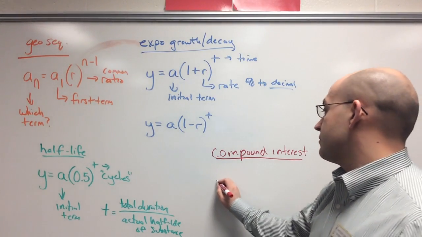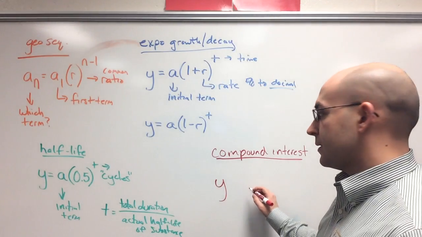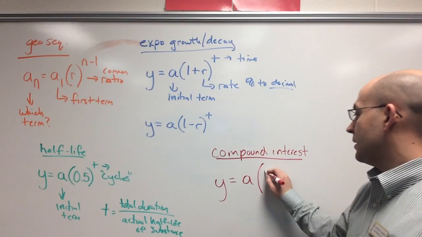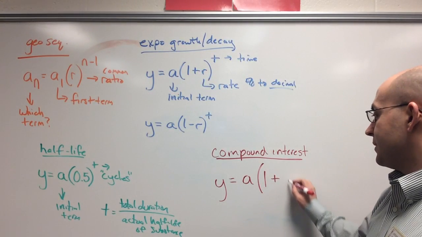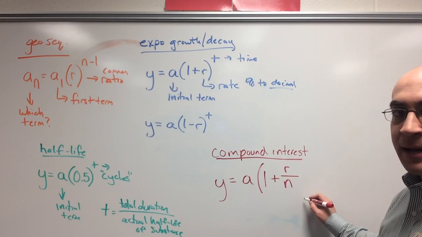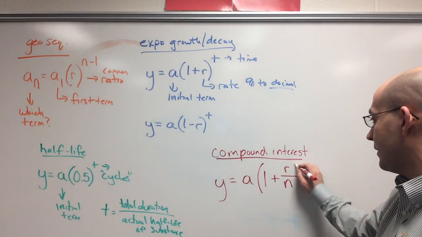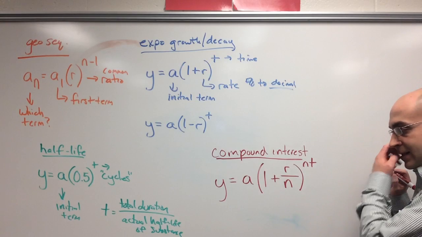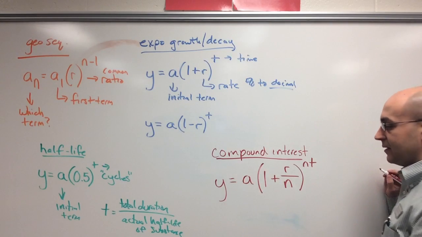Compound interest. It's the print formula, right? So y equals the initial term times the quantity of 1 plus the rate in the numerator and the number of times compounded in 1 year in the denominator, to the n times t power. Okay, so it's the print formula. Typically I'd have a p there, it doesn't matter.